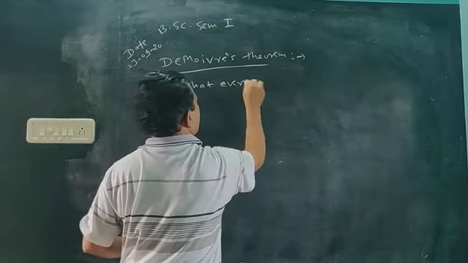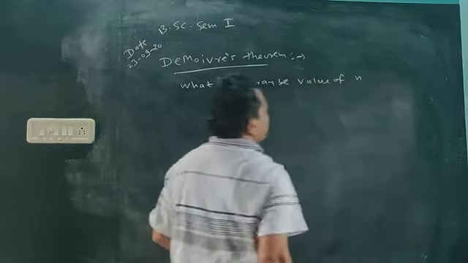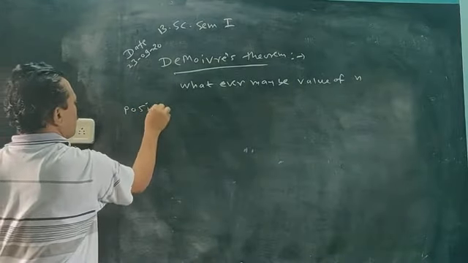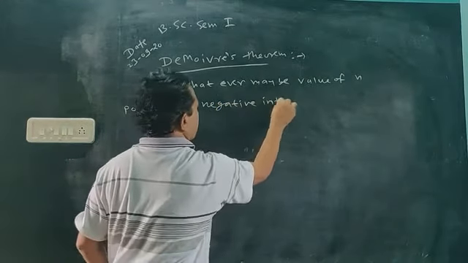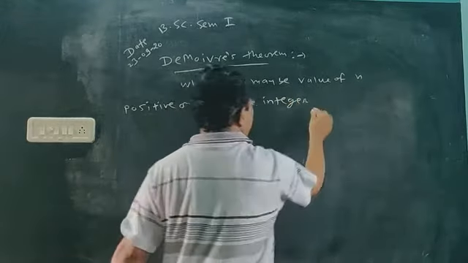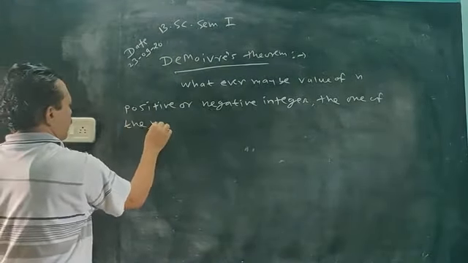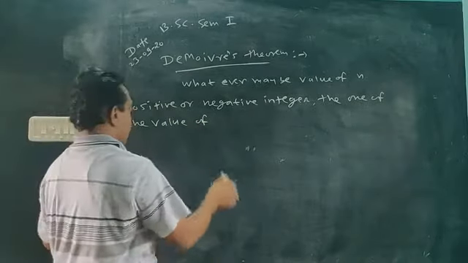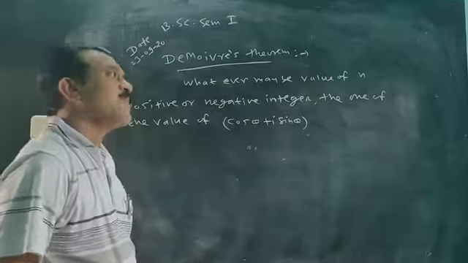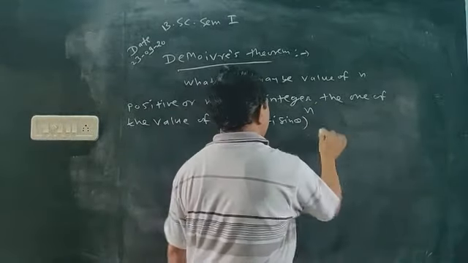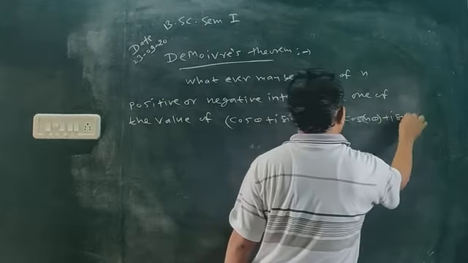Whatever may be the value of n, that is positive or negative integers, one of the values of this quantity, cos theta plus i sin theta, raised to power n, is cos of n theta plus i sin n theta.